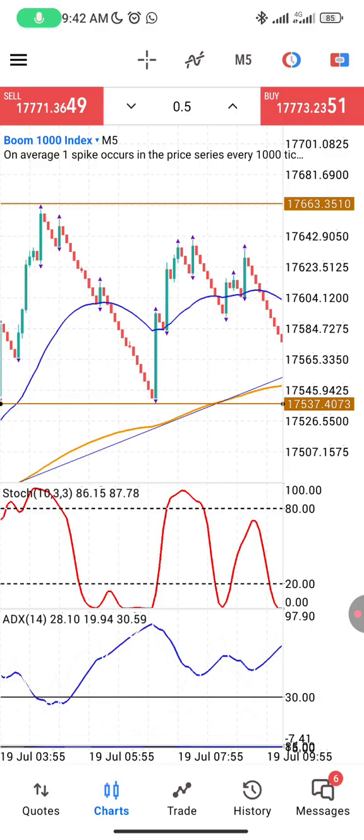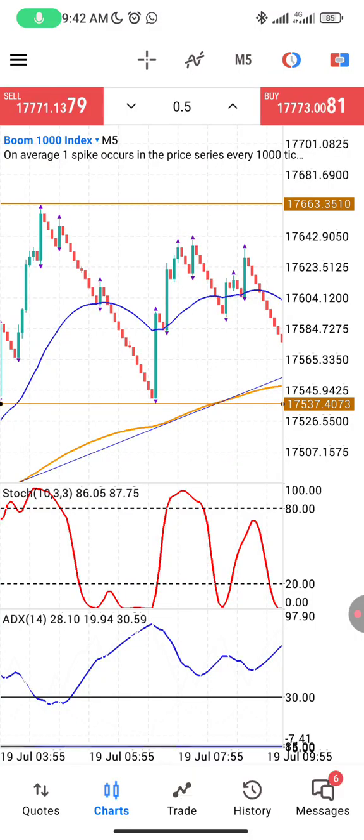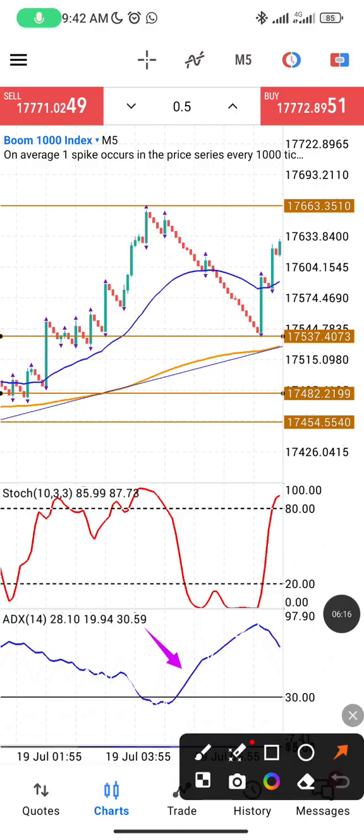First of all, we want to see the market below the 200 EMA. That is the first entry confirmation. You have to wait for the price to be below the 200 EMA. And for the second entry, you must find that the ADX is above level 30. This is the ADX indicator. It should be above level 30, and the stochastic oscillator must be crossing down below level 80.